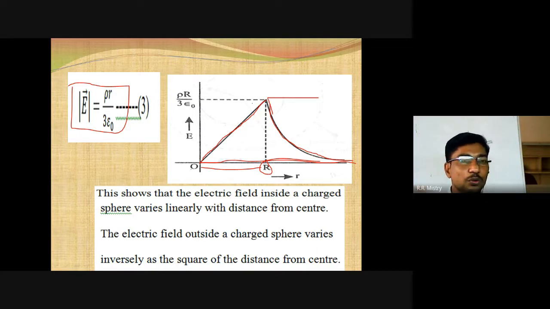What is the maximum value? At which point is the electric field intensity maximum? From the graph you can easily notice that the electric intensity is maximum on the sphere, and outside the sphere it goes on decreasing. This shows that the electric field inside a charged sphere varies linearly with the distance from the center. The electric field outside the charged sphere varies inversely as the square of the distance from the center.